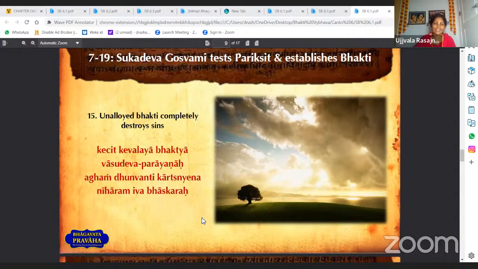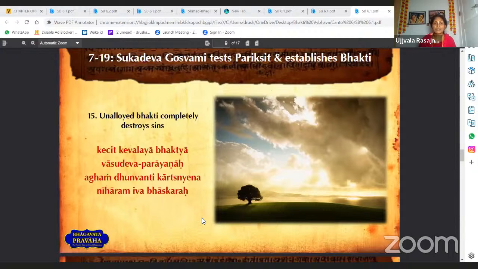This is the answer to the question you have asked: what will save a jiva from going to hell? It is Kechit Kevalaya Bhaktya Vasudeva Parayanaha. The bhakti of Vasudeva, and the shelter of Vasudeva. The shelter of Vasudeva that is obtained in the bhakti, that will burn away all the sins completely.